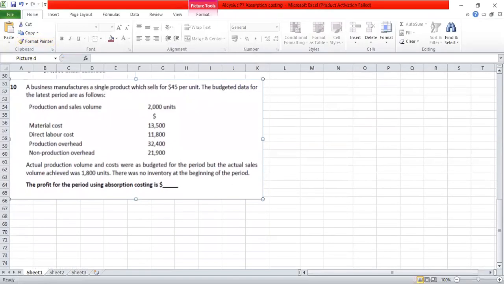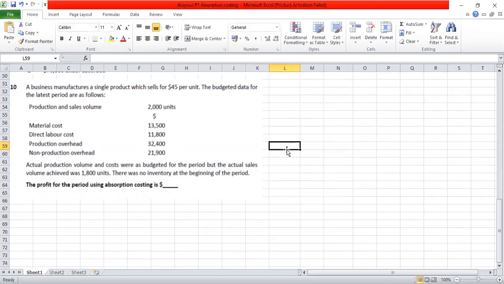Question number 10. A business manufactures a single product which sells for 45 per unit. The budgeted data for the latest period are as follows. Production and sales volume is 2000 units. Material, labor, production overhead, non-production overhead. Then actual production volume and cost were as budgeted for the period, but the actual sales volume achieved was 1800 units. There was no inventory at the beginning of the period.